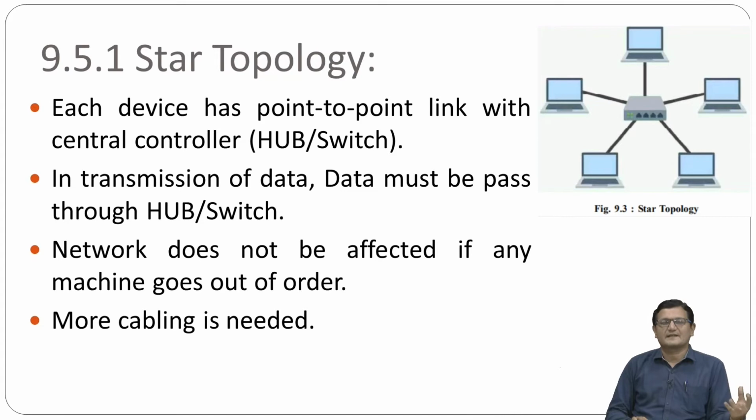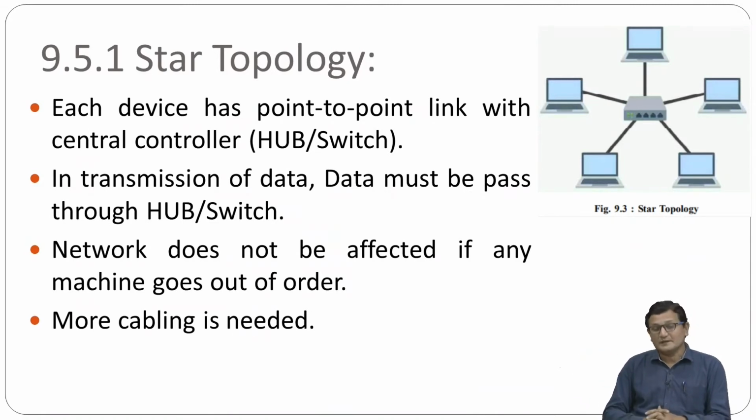So, if one computer is transmitting data for another computer, obviously that data must pass through the hub, because here every machine is connected with the hub or switch. The network is not affected if any one machine goes out of order. So, let us suppose one of the machines is not functioning, it is fine, the rest of the machines and your network will work fine, there is no problem. If there is a problem in one of the terminals, obviously it will not affect the rest of the computers and the network, right, they will work fine in the network.